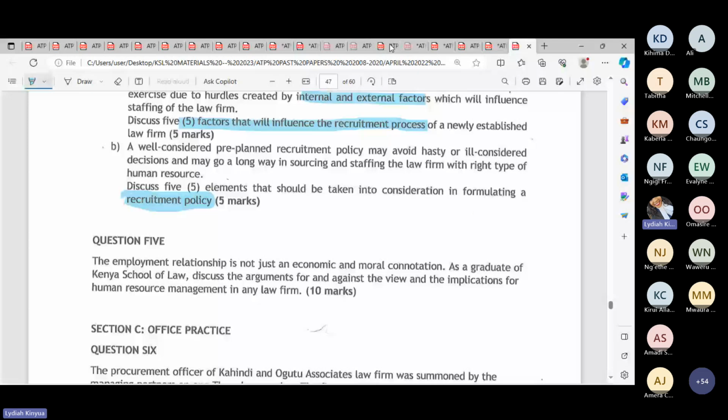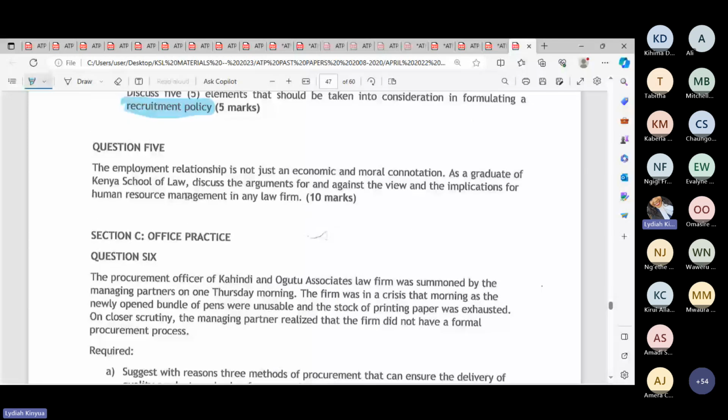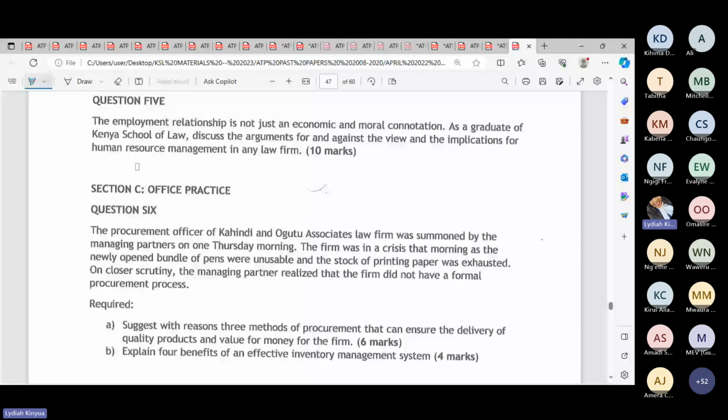And then question 5 asks on office practice. As a graduate of the Kenya School of Law, discuss the arguments for and against the view of employment in economic and moral connotation, and the implications for human resource management. So basically this question is asking you on the objectives and purpose of human resource management. So you would easily discuss that.